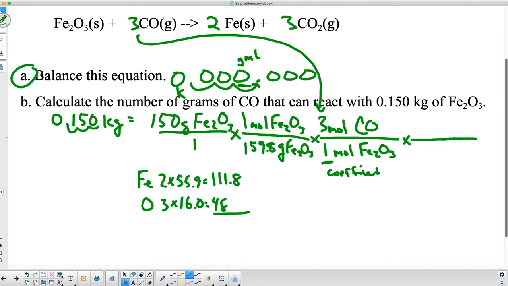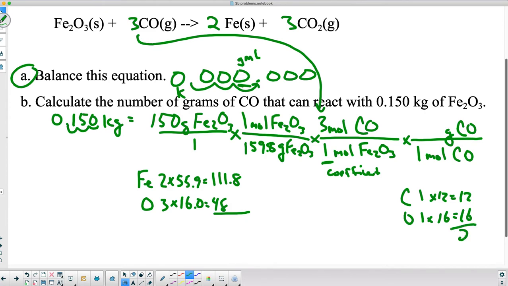Now my last step is to do 1 mole of CO on the bottom, so I get number of grams of CO on top. So C and O, 1 and 1, times 12 is 12, times 16 is 16. That looks like it's 28 grams per mole.